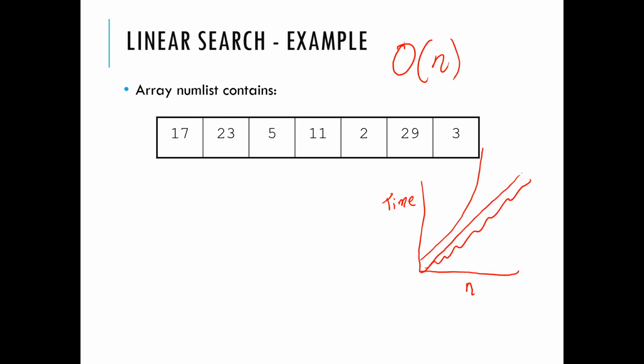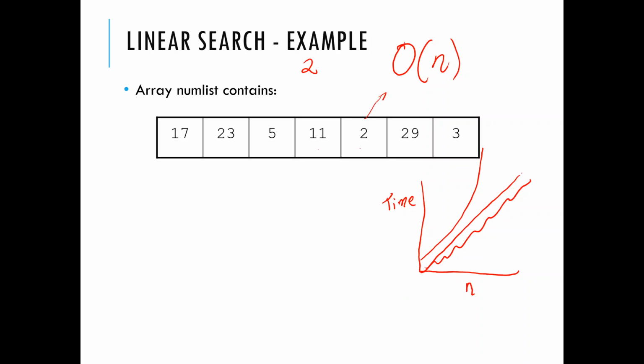Okay. So here is me doing a linear search. I'm looking for the value, let's say, 2. So I check 17. Are you 2? Nope. Are you 2? 23. Nope. 5. Are you 2? Nope. 11. Are you 2? Nope. 2. Are you 2? Yep. Ding. I return this value and I'm good.